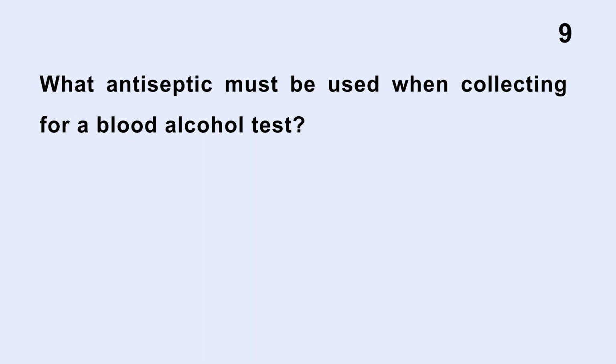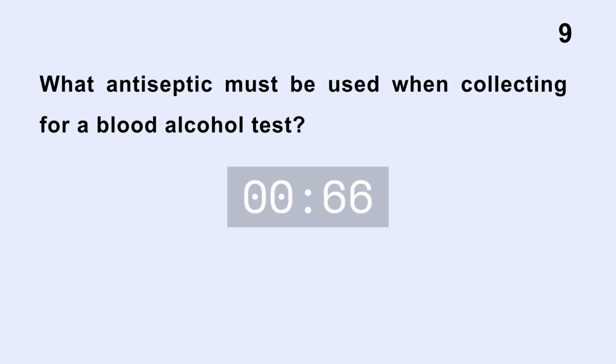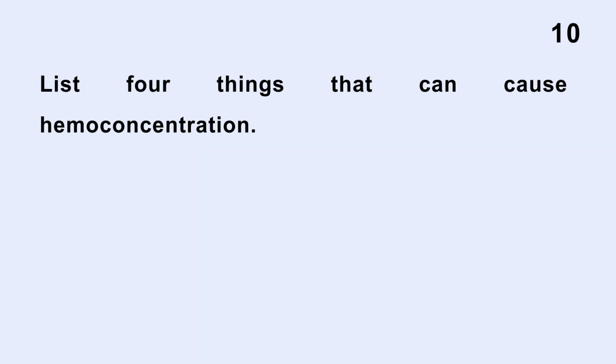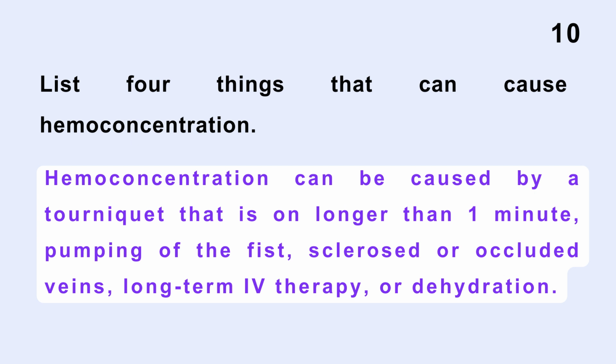Number 9. What antiseptic must be used when collecting for a blood alcohol test? Povidone iodine must be used when collecting for a blood alcohol test. Alcohol can adversely affect test results. Number 10. List 4 things that can cause hemoconcentration. Hemoconcentration can be caused by a tourniquet that is on longer than 1 minute, pumping of the fist, sclerosed or occluded veins, long-term IV therapy, or dehydration.